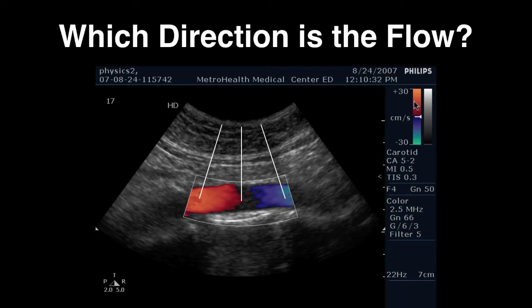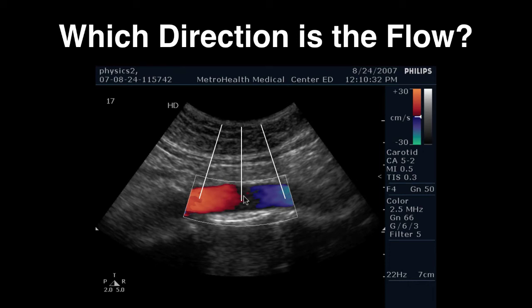So the first thing we do is we look at our color box, and you see that reddish hues are going towards the transducer and bluish hues are going away from the transducer. So here's our path towards the transducer. You've got one here and you've got one here. So looking at this, you've got the reddish hues here. This path is coming towards the transducer.